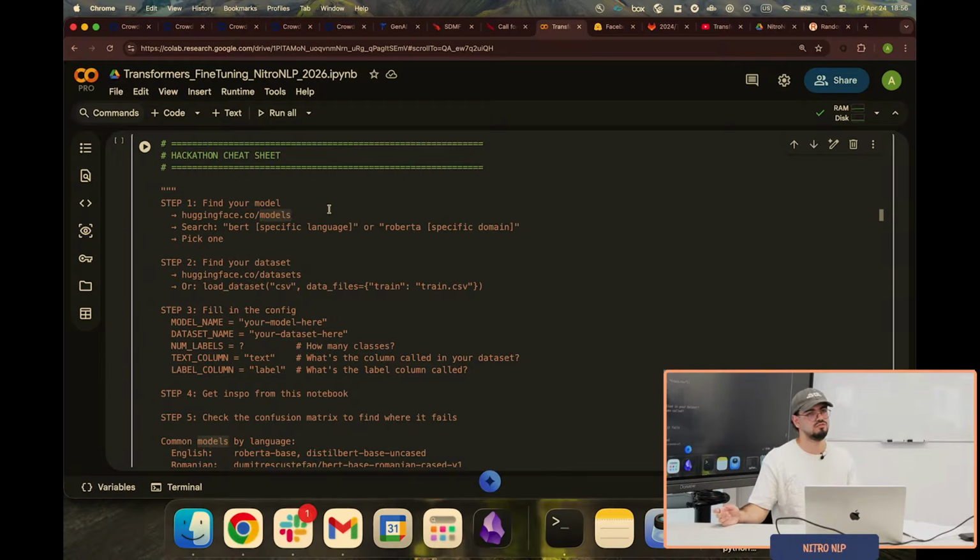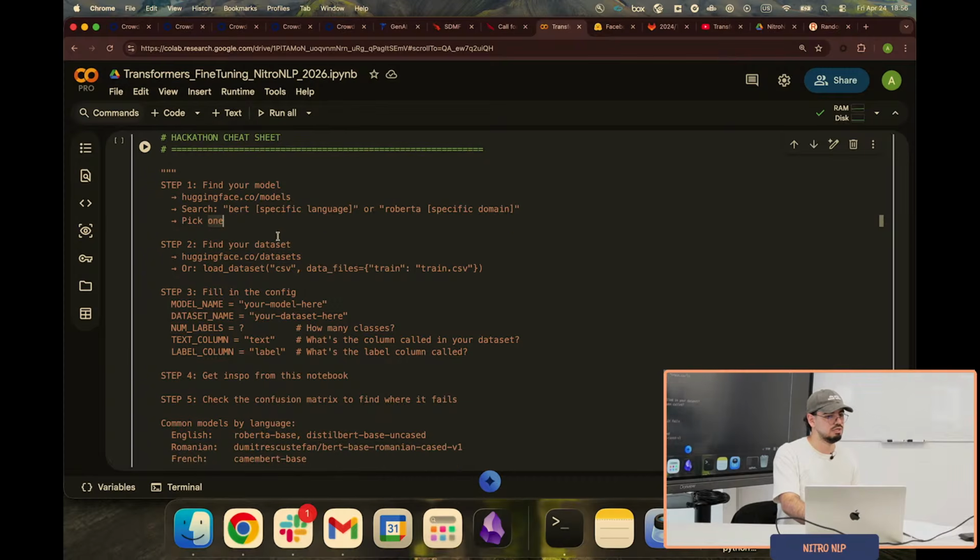Maybe you need to do it for emotions, and maybe someone did it better for emotions. Maybe you're restricted to use the base model. Maybe you want to use a smaller model with a lot of data rather than a bigger model with fewer data. You would just pick one from here. You maybe sort it by downloads or by popularity, and you pick one.